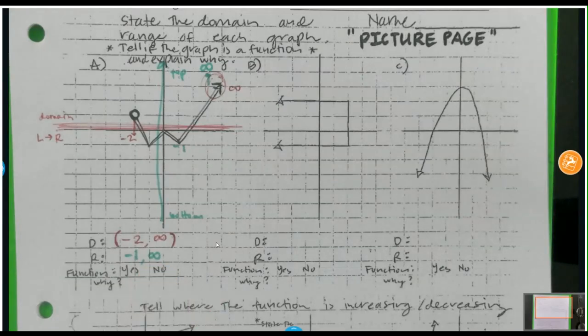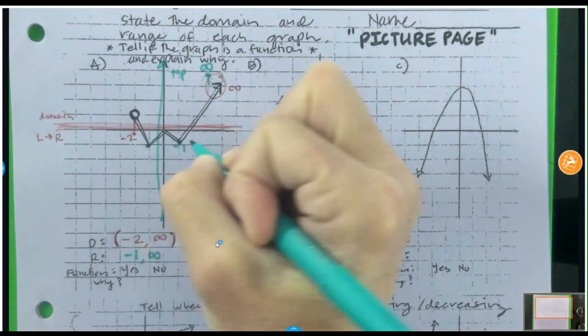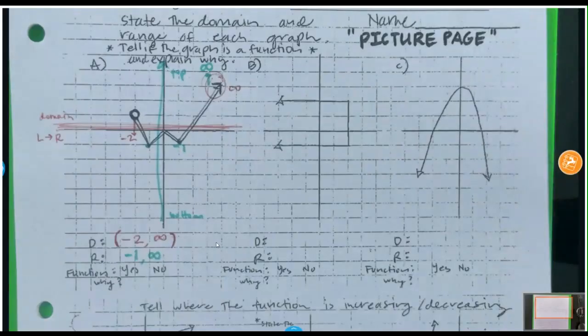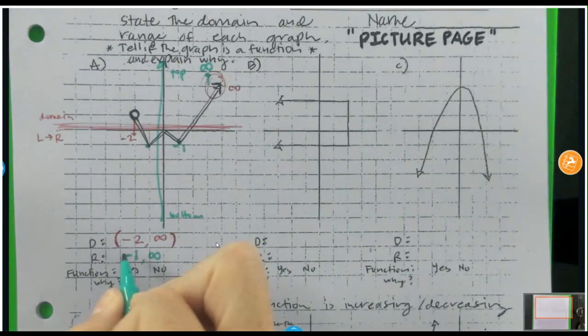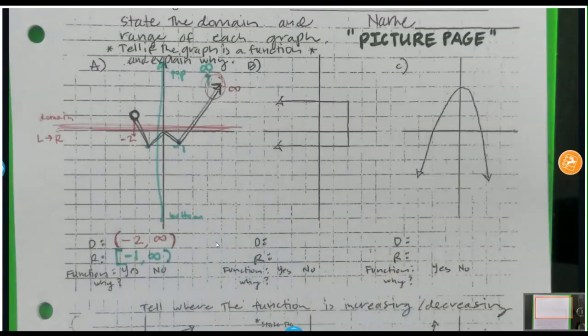It comes after it. All right, now let's look at -1. Does it look like it actually touched at -1? It does to me. I don't see an open circle. It looks like it went down to -1 and came back up. So we're going to put a bracket at -1, and infinity always gets a parentheses.